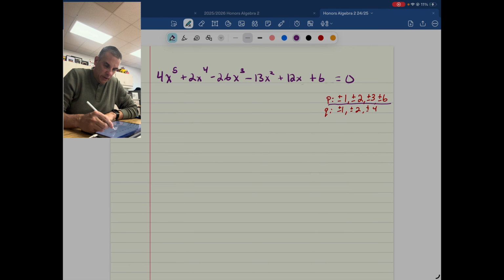So 1 divided by 1, so all the p's divided by 1: positive and negative 1, positive and negative 2, positive and negative 3, positive and negative 6. Now we have to divide by 2, because our q value is 2, so it's positive and negative 1/2. 2 divided by 2 is 1, so we don't need to repeat that. 3 divided by 2, so positive and negative 3/2. And positive and negative 3 divided by 4.